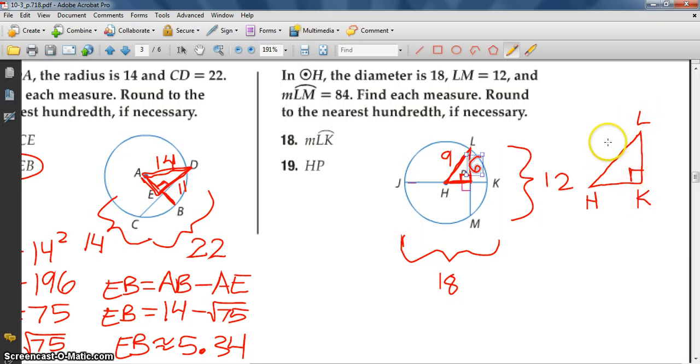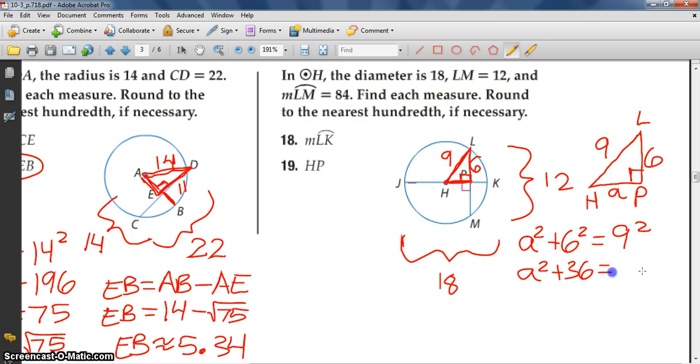So I'm going to label that H, K, and L. So opposite from the right angle is my hypotenuse, which is 9. We can see that L, whoops, that shouldn't be K, it should be P. We see that LP is 6. And we want to find HP, so we'll call that A, use Pythagorean theorem. A squared plus 6 squared is equal to 9 squared. So A squared plus 36 is equal to 81.